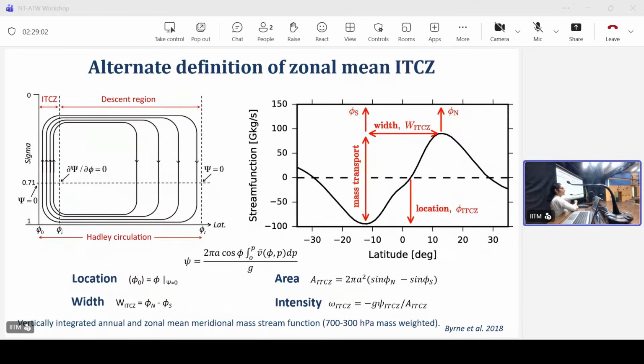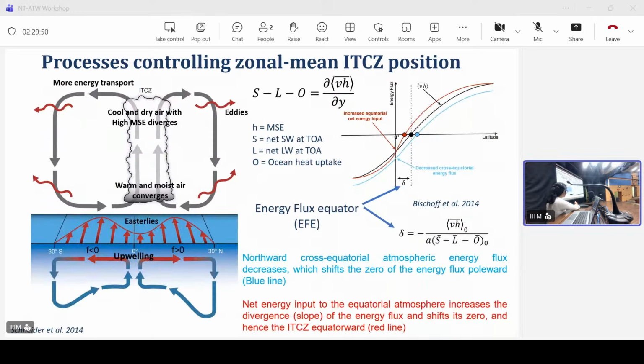Now, as I said already, the ITCZ is strongly linked with our Hadley circulation, and Hadley circulation can be seen from the meridional stream function. So the position of the ITCZ can be defined from the meridional stream function. When the mid-level meridional mass stream function, psi, becomes 0, that is the position of the ITCZ. And where the ascending motion changes to descending, basically where the slope becomes 0, that defines the width of the ITCZ, its north-south extent. Then using that extent and the area, we can find the intensity: psi divided by the area gives us the intensity of the ITCZ.